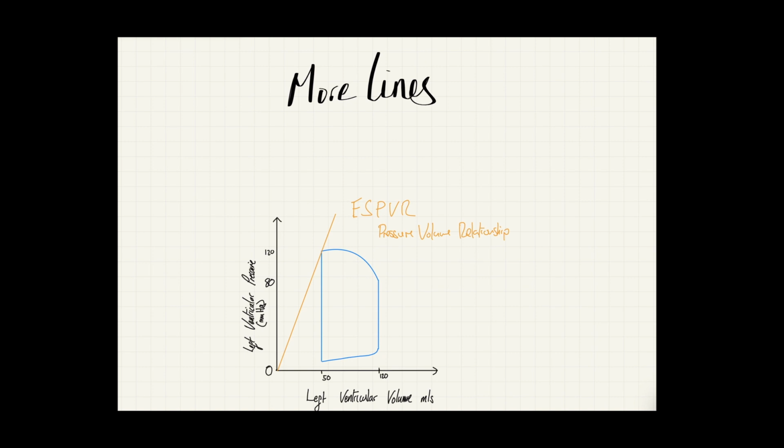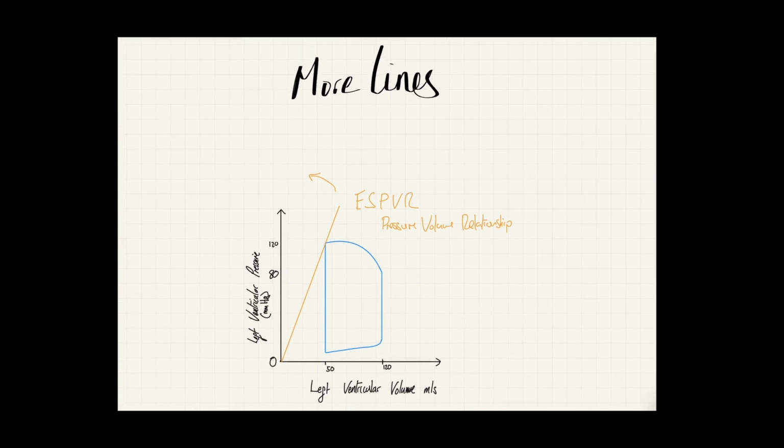And the gradient of this line describes contractility. If the line were to pitch up more towards the pressure axis, it would represent positive inotropy. If it were to swing away and down towards the volume axis, naturally, you've guessed it, it demonstrates negative inotropy.